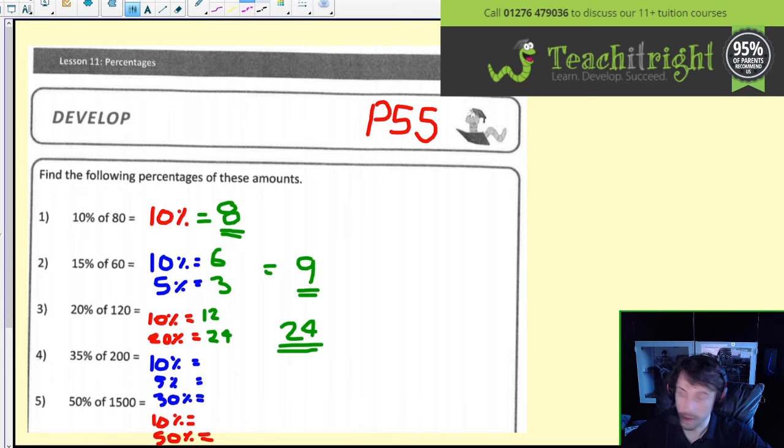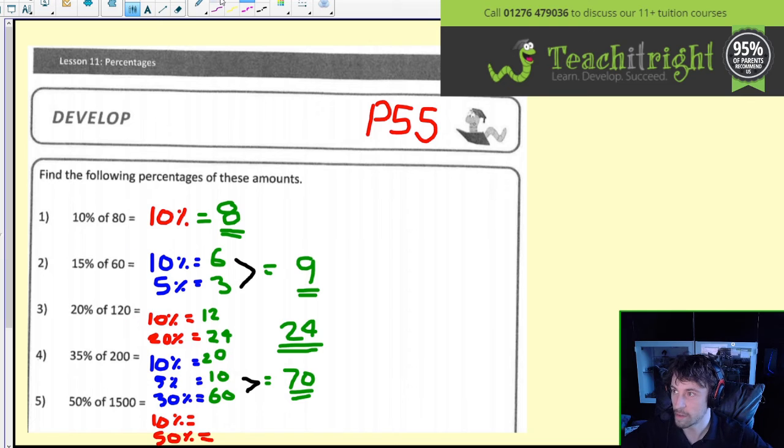For number 4, I always start with 10%. So 10% is going to be 20. 5% is half that, so it will be 10. And 30% will be 3 times as much as 10%, so that's 60. And now actually it's these two here that are combined together. Well, these two here, the 30 and the 5, are going to combine together to make 70, which is my answer for number 4. So I'm adding 30 and 5 to make 35%.